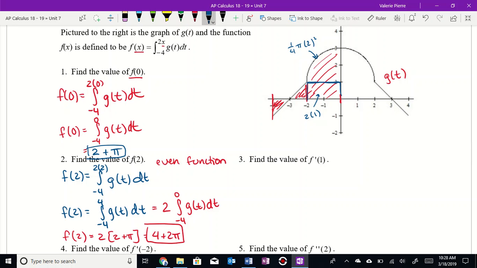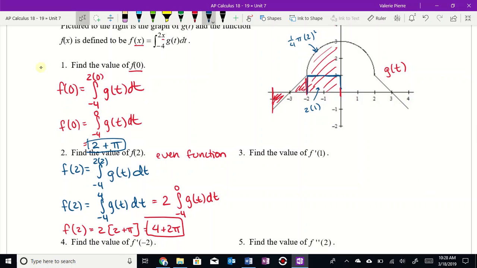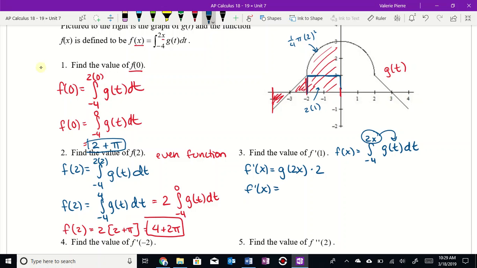Okay, now for part 3. Now we want the derivative. So we're going to apply the second fundamental theorem of calculus here. We have f of x equal to the definite integral from -4 to 2x of g(t) dt. So we apply the second fundamental theorem of calculus, and we get that f prime of x is equal to g of 2x times the derivative of 2x, which is 2. So f prime of x is equal to 2g of 2x.